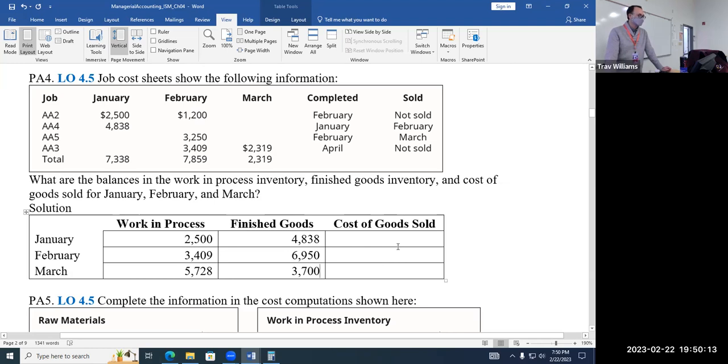Let's go on to cost of goods sold. What got sold in January? Only one, right? This is the only one that got, oh no, actually, sold is over here. Nothing was sold in January. So there's zero cost of goods sold in January. What got sold in February? Only this 4,838. What got sold in March? Only this 3,250.